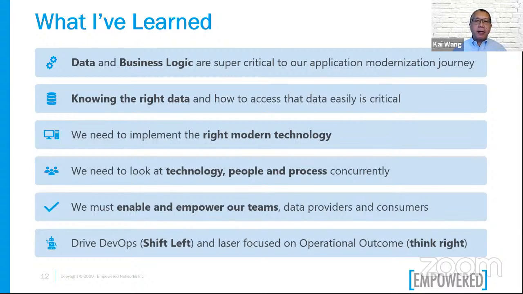We need to look at people, process, and technology concurrently, not just one element, right? To me, that's super, super important. For people, we must enable and empower our teams and make sure we don't play the net zero game. And lastly, DevOps should become like breathing air, right? We must shift to the left. But at the same time, we must laser focus on operational outcome. Think about what's going to come out on the right.